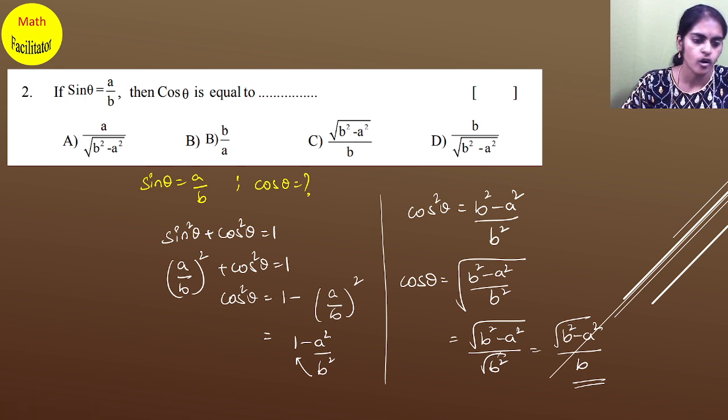So option C is matching. See here, which option is matching? Root b square minus a square by b. So option C is matching. So use identities. It will be very easy for you. Now this is the identity we have used.